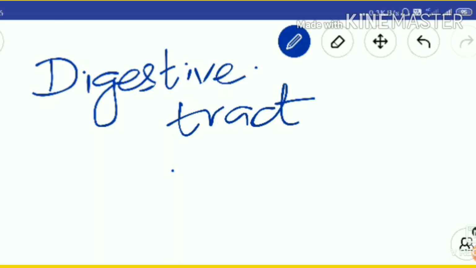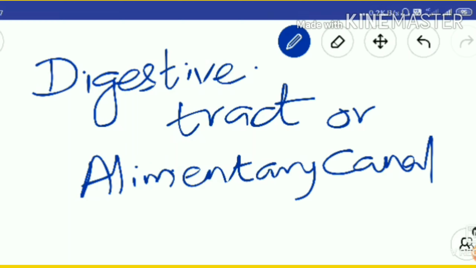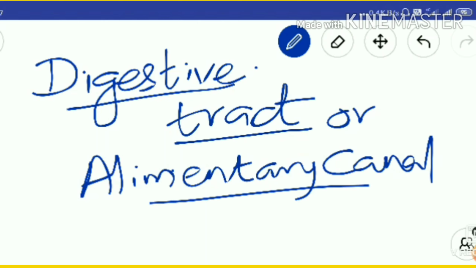What is the other name I said? Digestive tract or alimentary canal. Alimentary canal. So the human digestive system is a long tube that starts from the mouth and opens out through the anus, and this long tube is known as the digestive tract or alimentary canal.